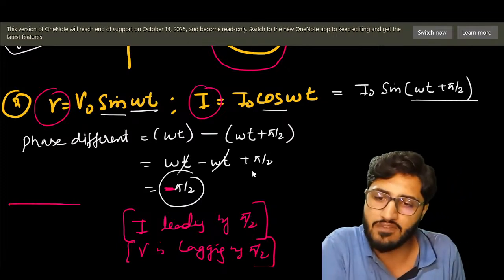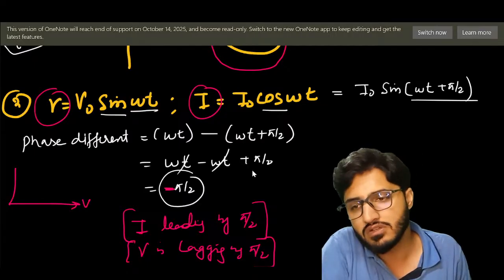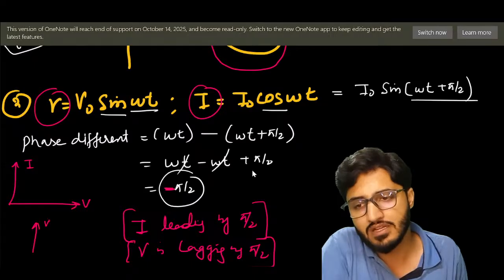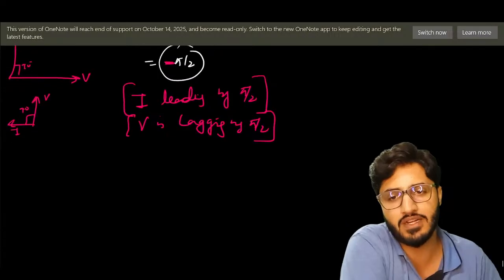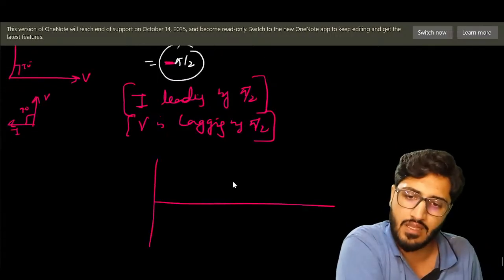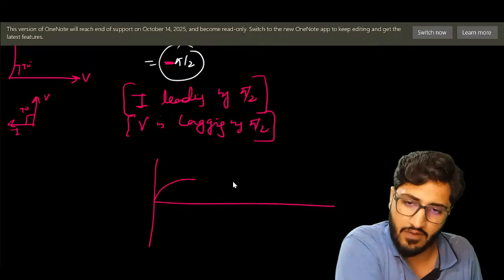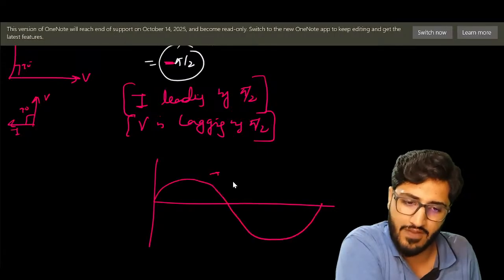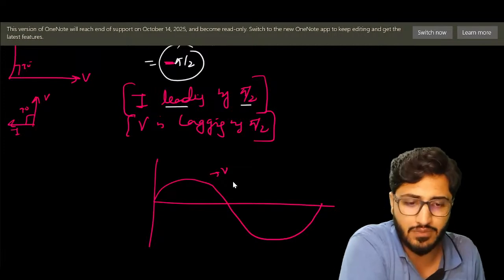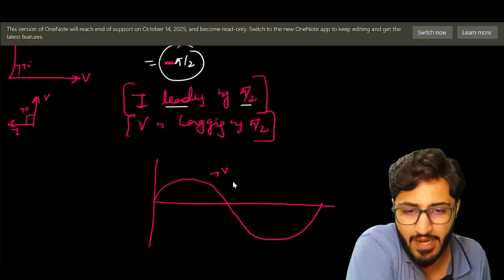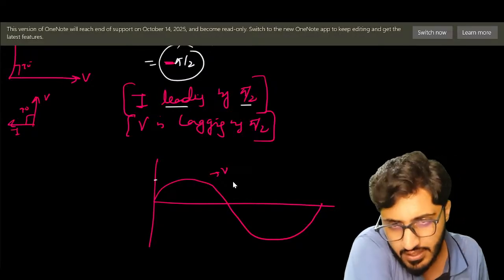Let's suppose this is my V, this could be my I. This is my V, this will be my I, every time it is leading. Now if you make a graph of it, look at my graph. This is my V graph. My I is leading by pi by 2. Yes, sir. So it came out to be like this.